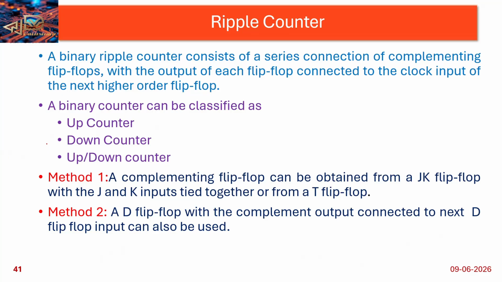And then ripple counter, up counter, down counter, up down counter. So how is it connected? Every time we take the complement of the outputs, T flip flop and JK flip flop you can consider that. You don't want the complement output, so the D flip flop with the complement output is connected to the next D flip flop, so that is used. Most of the time we are using D flip flops only, because the D flip flop gives whatever input we give at the output side.